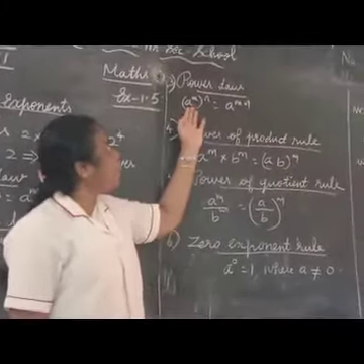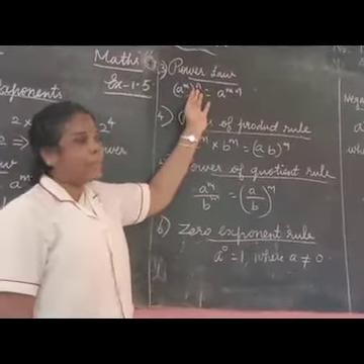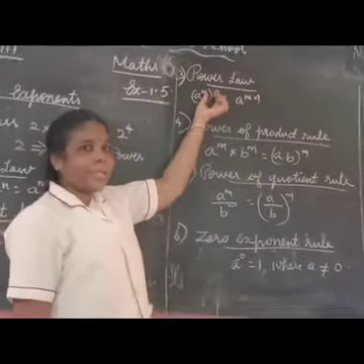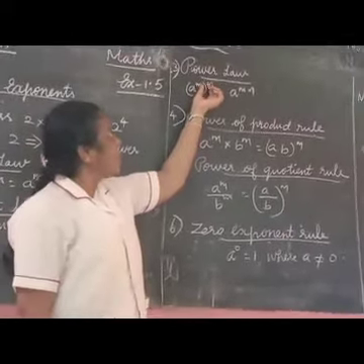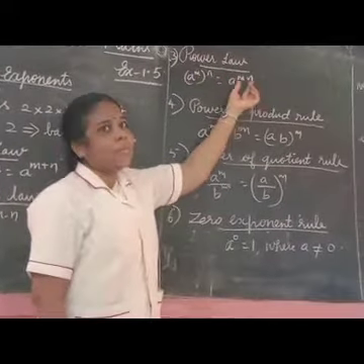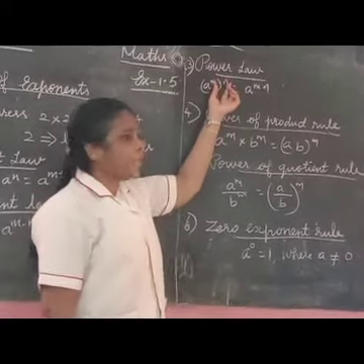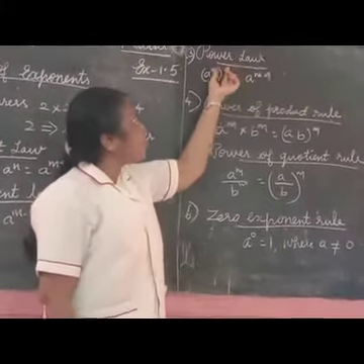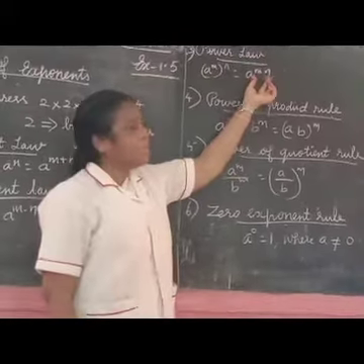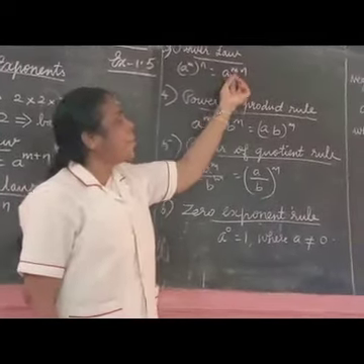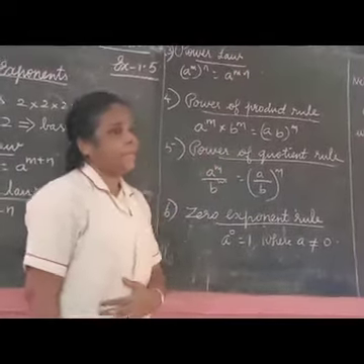A power m the whole power n. That means you have to multiply the powers. So m into n. Have you understood? A power m the whole power n means you have to multiply the powers. Therefore, a power m into n.